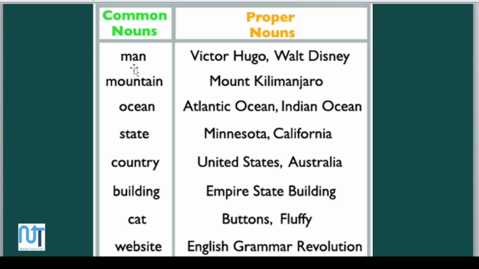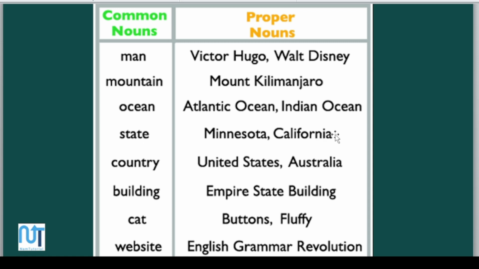As you can see, children, man is a common noun, right? But if I say Mr. Sharma, Mr. Verma, Walt Disney, Victor Hugo, it's a proper noun. Mountain is a common noun because there are many mountains, right? But if I say Mount Everest, Mount Kilimanjaro, I'm talking about that particular mountain. It's a proper noun. Ocean is a common noun, but it can be categorized as Atlantic Ocean, Indian Ocean, Pacific Ocean as proper nouns. Okay? It's so easy, right?